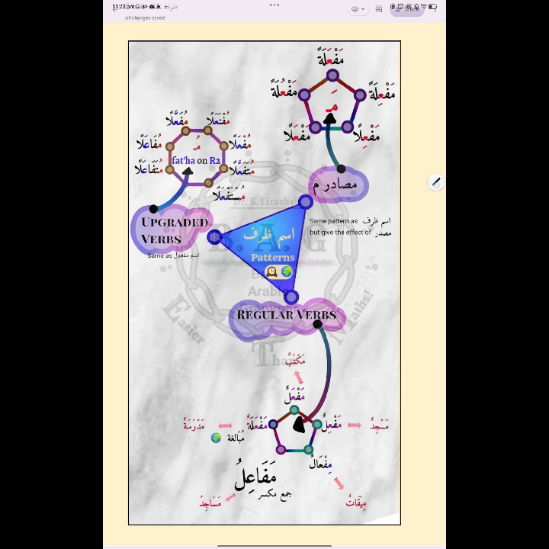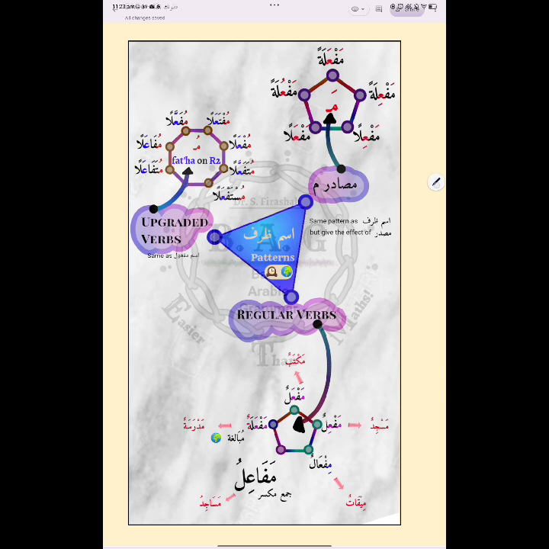Then the word mif'alun, for example, miqatun. Now based on the meanings of the root word or the root letters, you're going to classify the word as ism zarf makan or ism zarf zaman. So it's not a given that this pattern is only for ism zarf zaman or only for ism zarf makan. It's all dependent on the meaning of the root word, or the root letters. That's going to tell you that.